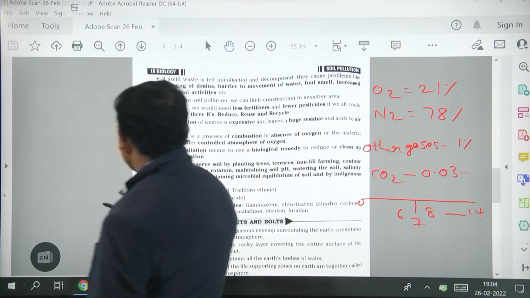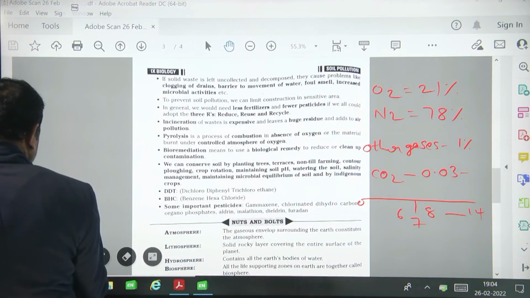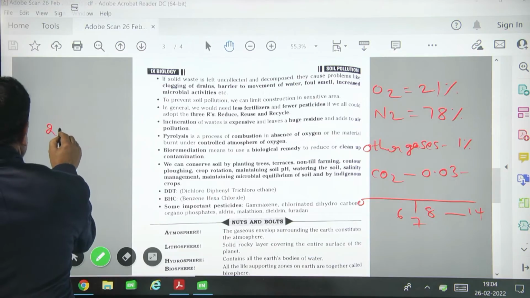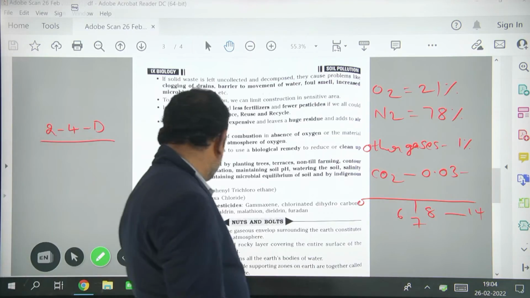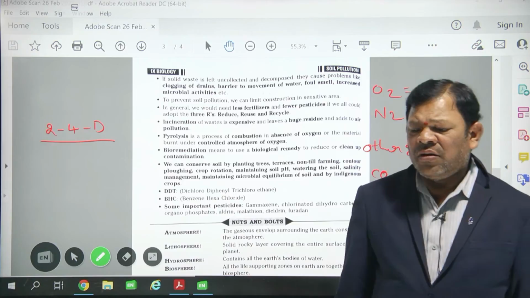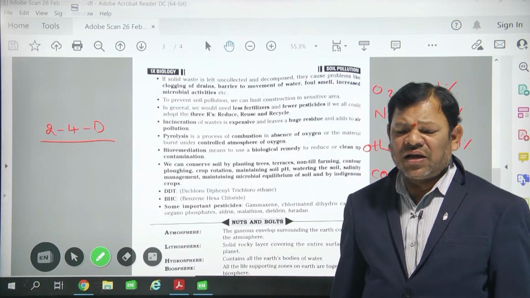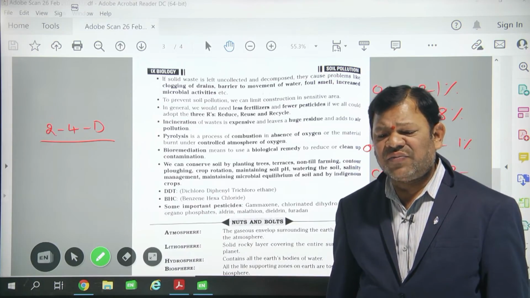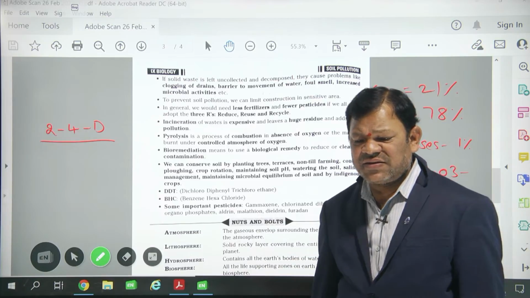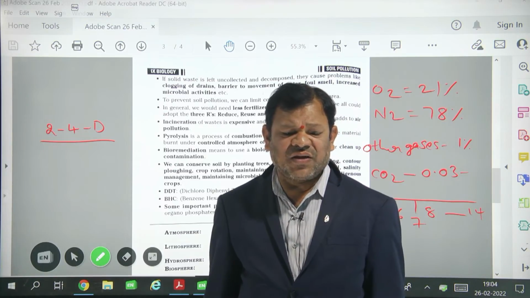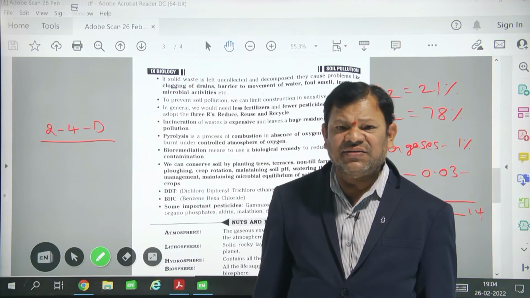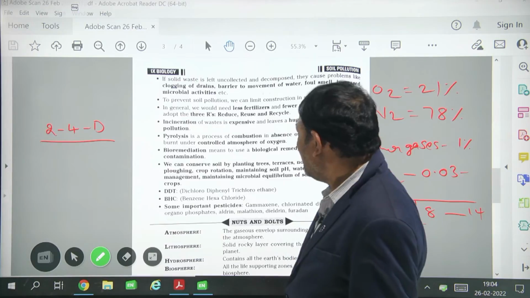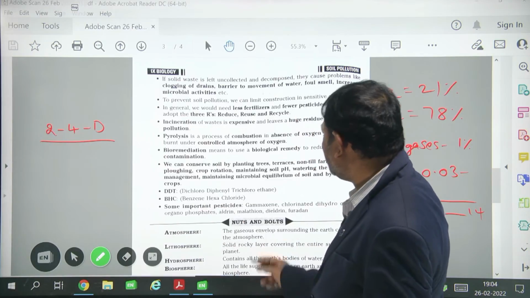Do you know 2,4-D? Dichlorophenoxyacetic acid. This is one example of a weedicide, a dicotyledonous weedicide. Okay, so some important pesticides.